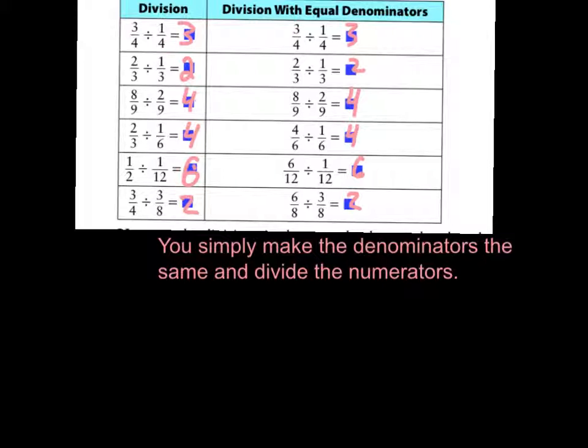So again, let's point out, 3 divided by 1 is 3. 2 divided by 1, 2. 8 divided by 2, 4. 4 divided by 1, 4. 6 divided by 1, 6. And 6 divided by 3, 2.